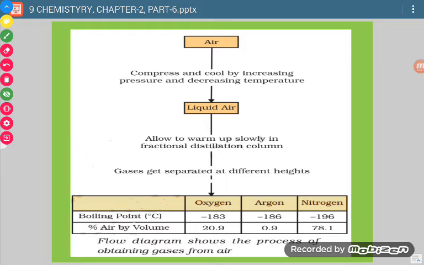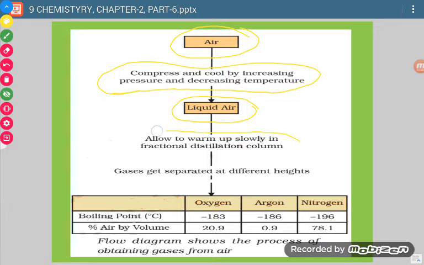Now this flow chart shows how the process goes. First of all we took air, and we compressed and cooled it. How is compressing and cooling done? By increasing pressure we compress, and by decreasing temperature we cool it. Then it changes to liquid air. Now since it is liquid and a mixture of more than two components, we start fractional distillation. In this we allow it to warm up slowly in the fractional distillation column.